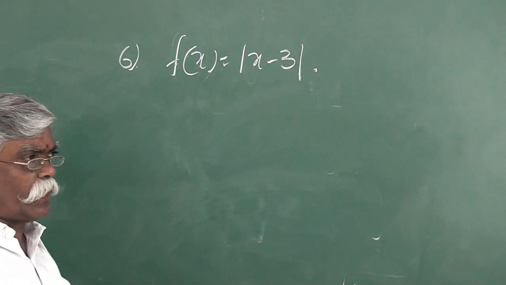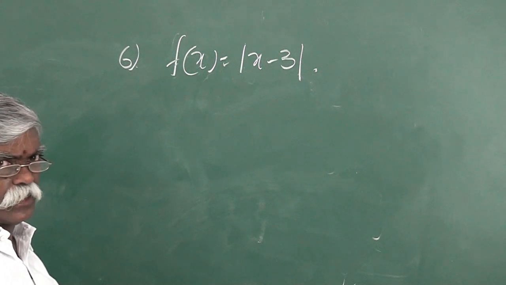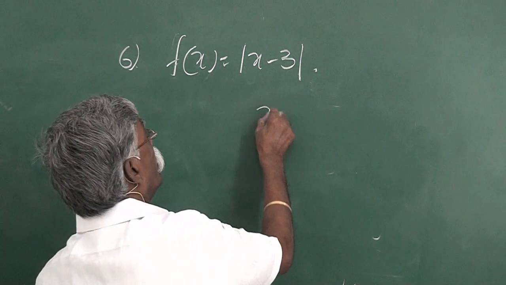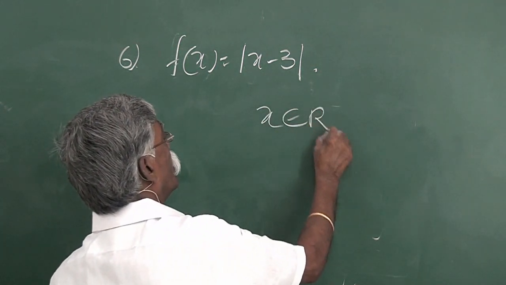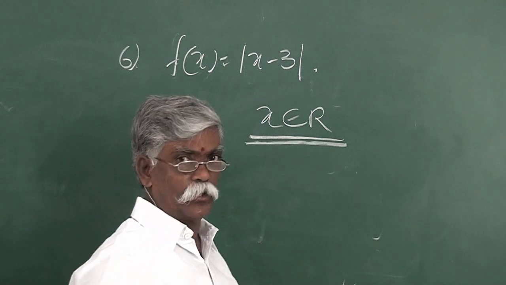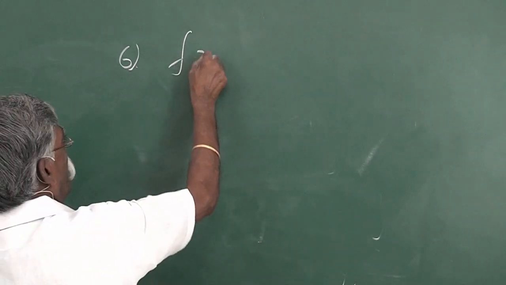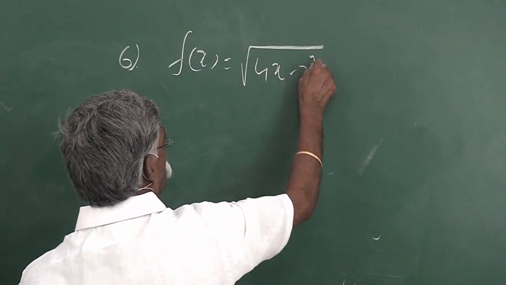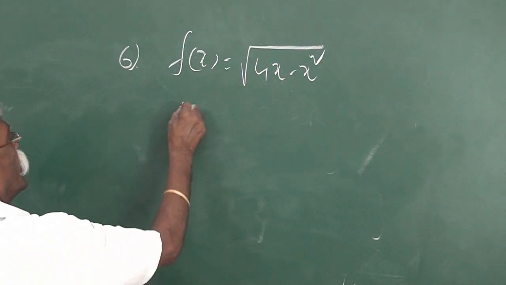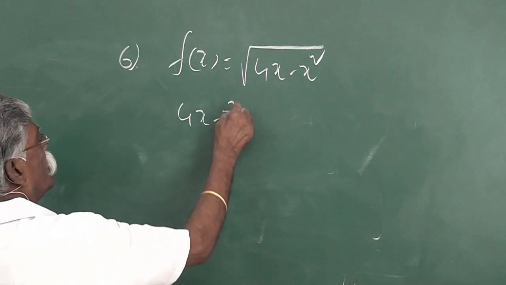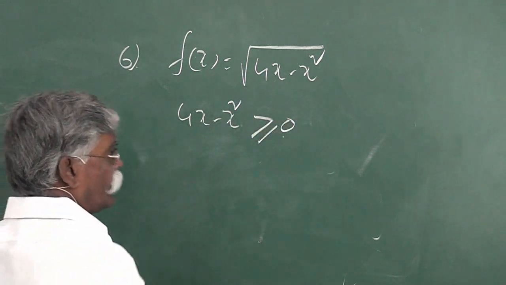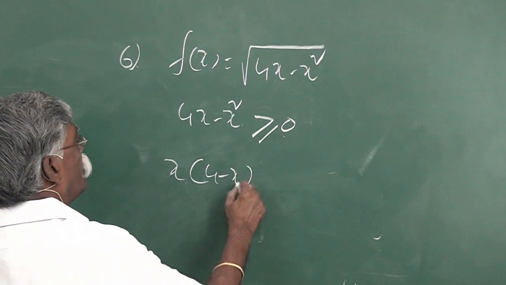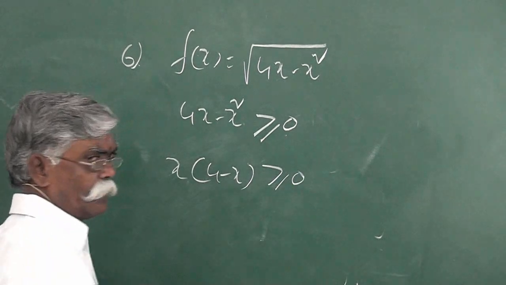Modulus of x minus 3, modulus x is defined for all real numbers. Therefore x belongs to R is the domain for modulus function. Next one, f of x equal to square root of 4x minus x square. 4x minus x square is within the square root, hence it should be greater than or equal to 0. If you take x as common factor, x into 4 minus x is greater than or equal to 0.